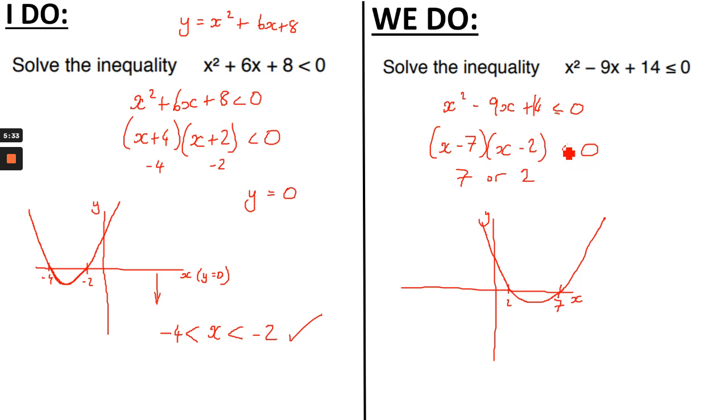So if I draw my quadratic, it's going to look something like this. Now again, I want the bit lower than or equal to 0, so I want this bit underneath the x-axis, this bit here. So my x values must be less than or equal to 7, I'm just copying the same sign, but they must also be greater than or equal to 2, because I just want the bit of the graph that is below the x-axis. Copy that down. I'm going to go through a couple more examples.